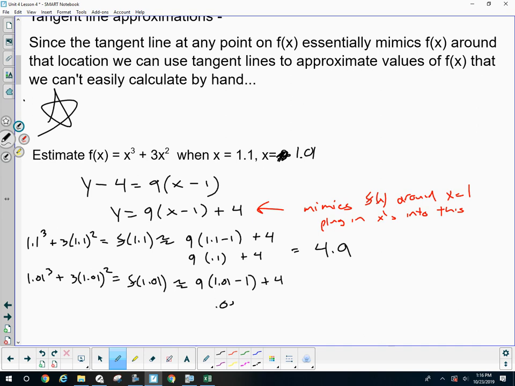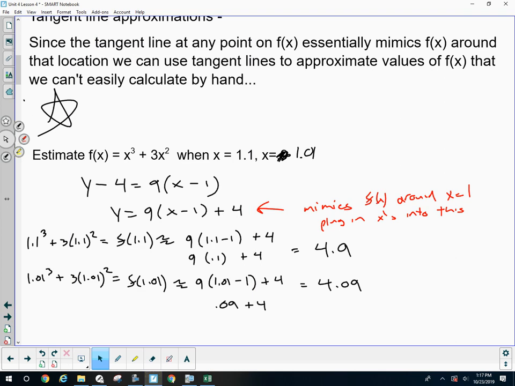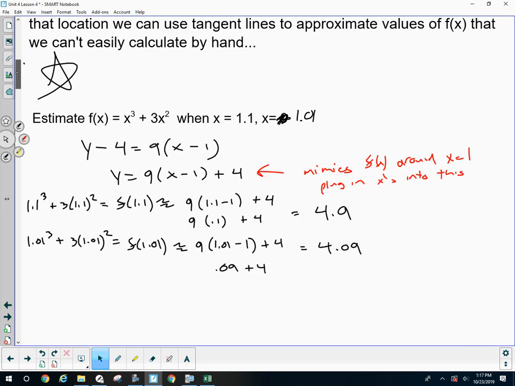We end up with 0.09 plus 4. I think it's approximately 4.09. Watch. If I plug in 1.01, the actual value of 1.01 cubed plus 3 times 1.01 squared is 4.0906. Very, very accurate. Okay, just using a tangent line. So this is the last thing we're doing with functions, is we are using a tangent line. We haven't really done much with tangent lines. We've been asked to write the equation of a tangent line, but here's a use of a tangent line. It does a very, very good job of approximating function values.